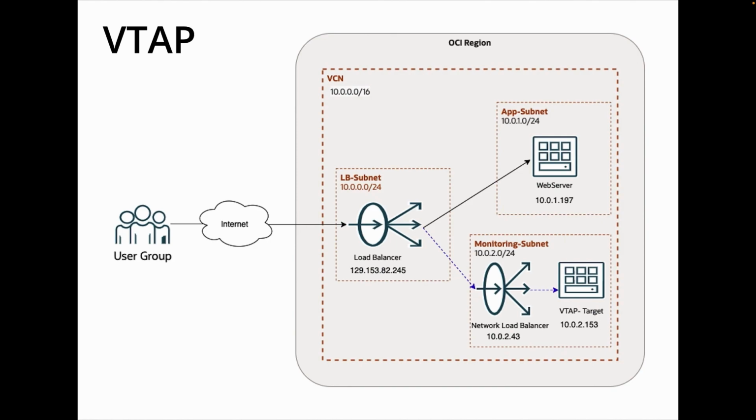In this demo, I will use public load balancer as a VTAP source. The VTAP target must be a network load balancer in the same VCN as the VTAP source. Behind the network load balancer, you can host the network analytics tool of your choice. For this demo, I have used a simple compute instance as a backend and will be using TCP dump to analyze the traffic. Now let's get right into it.